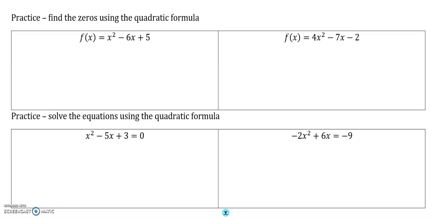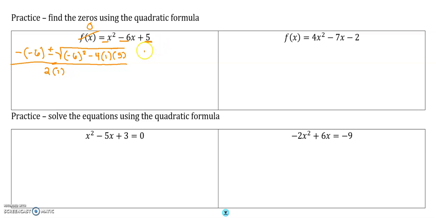We've got f of x equals x squared minus 6x plus 5. We always want our equation solved for 0 when we're using the quadratic formula. So this one we can just replace this with 0. All right, we've got a, here's b, there's c. So our formula says the opposite of b plus or minus the square root of b squared minus 4 times a times c. All of this divided by 2 times a, which is 1.